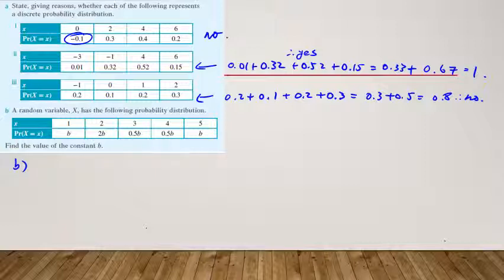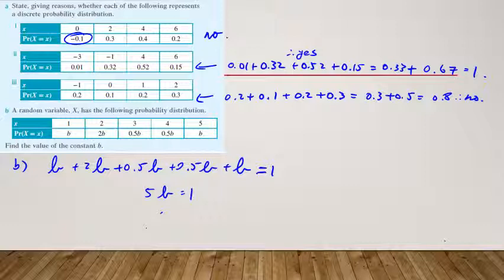Alright, B, a random variable X has a probability distribution like so. Find the value of the constant b. All you need to do, remember if you're at the bottom, it gives you a 1. I'm going to write the b slightly different. And it's equal to 1. So that's 1, 2, 3, 4, 5. So then b is equal to 1 over 5.